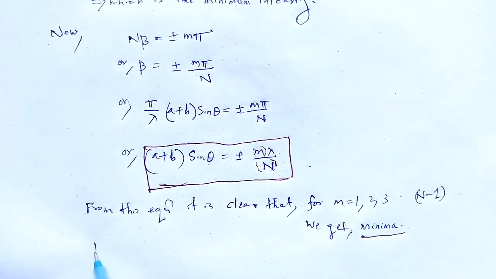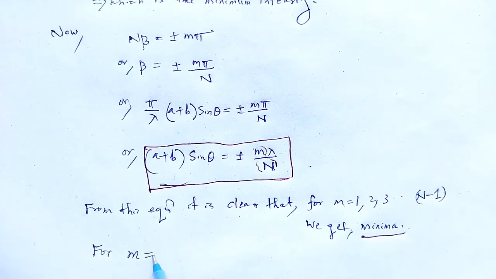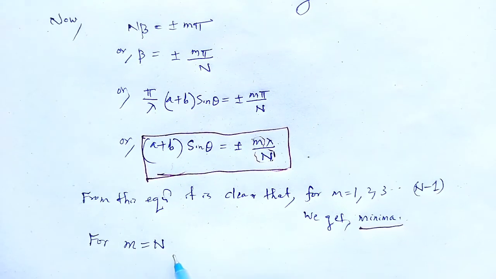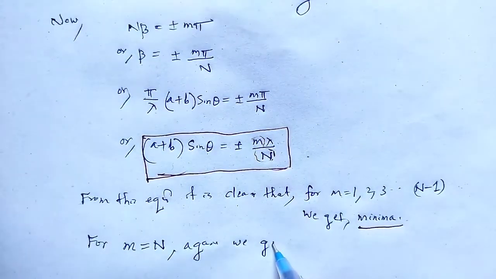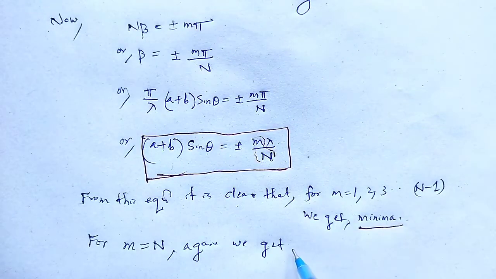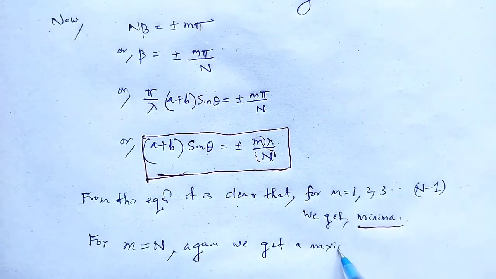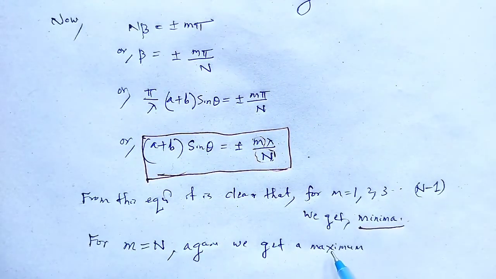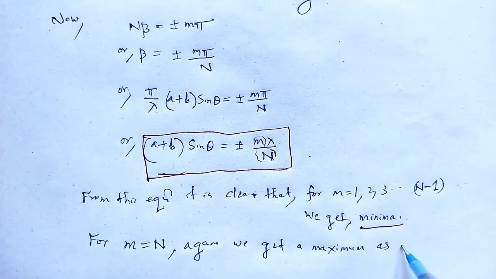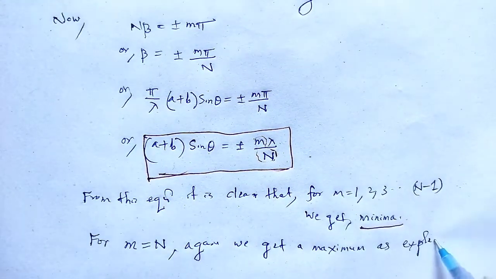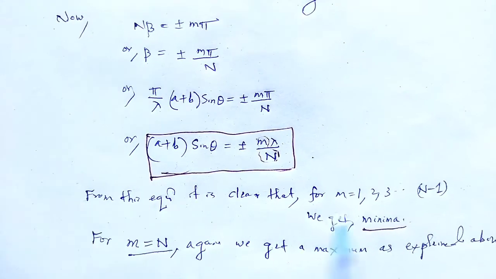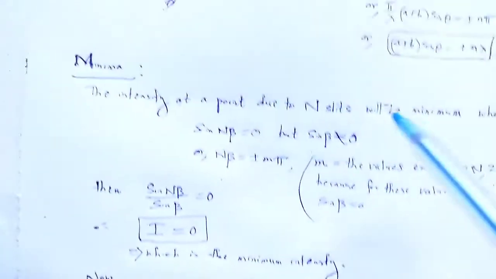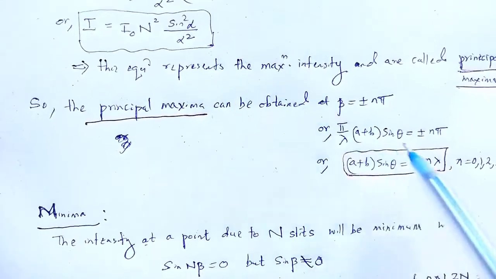When m is equal to n, again we get a maximum as explained above. As m is equal to n, we have the maximum intensity.